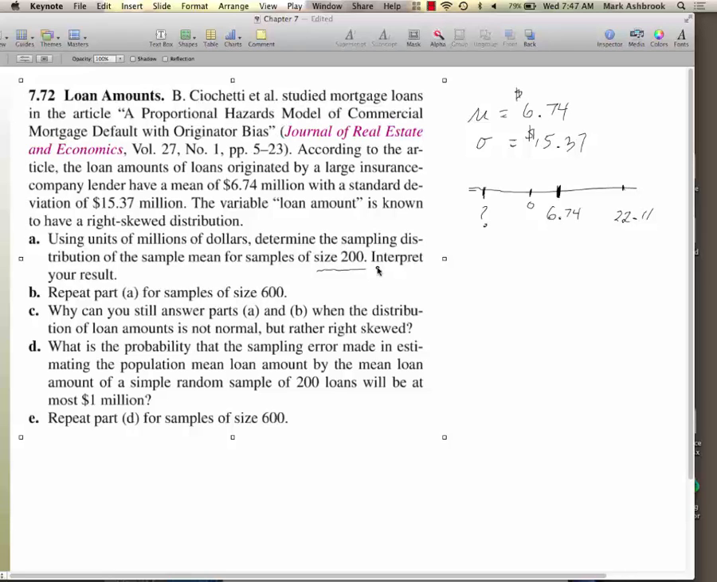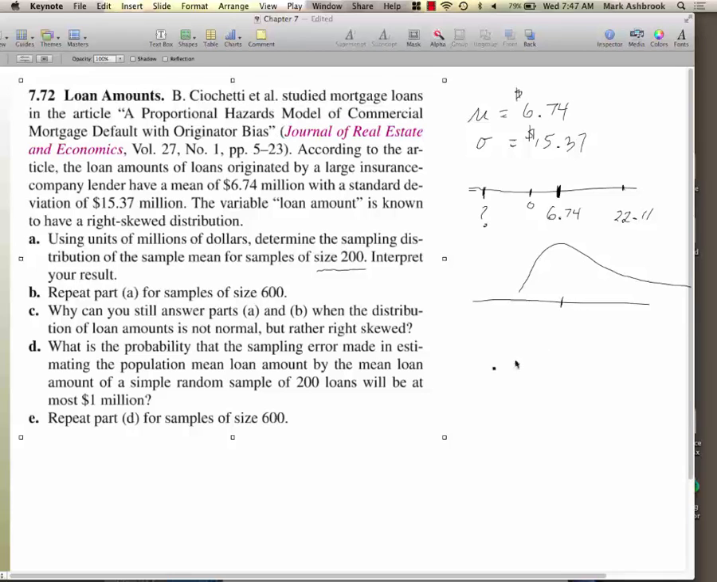So we have a very skewed distribution here, way skewed right. But we're taking samples of size 200. So our distribution of means will be normal, right? Like 30 is kind of the magic number. As long as you get your samples up to size 30 or bigger, then that distribution of sample means will be normal. So maybe our distribution looks like this.